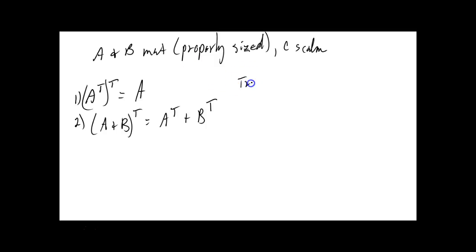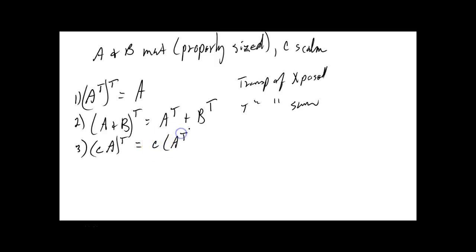So the first is a transpose of a transpose. I'm going to write transpose as an exponent T, okay? T usually means transpose. The second is the transpose of a sum, okay? Number 3, the transpose of a scalar multiplication. What do you reckon that's going to be? A transpose, you got it. So the transpose of a scalar multiple.